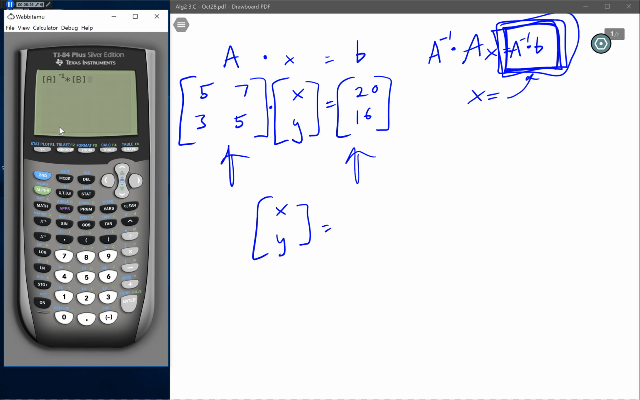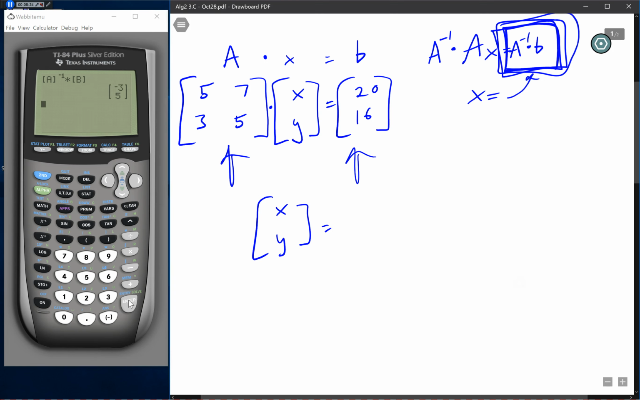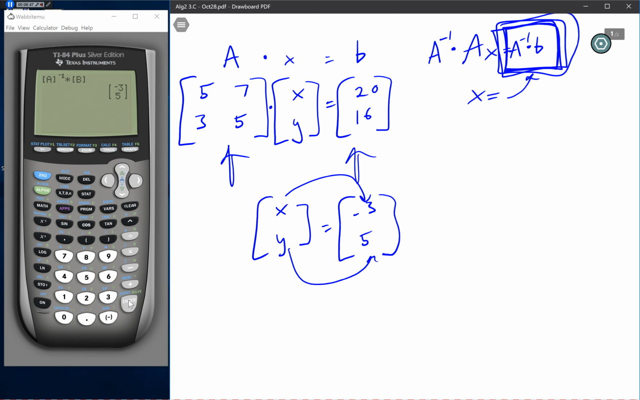So this is what I decided is going to solve the equation for me. A inverse times B. Let's hit enter, and look at that. It gives me a result matrix that makes so much sense. I have -3, 5 here, and look, X equals -3 and Y equals -5. I just solved this answer in like 30 seconds.